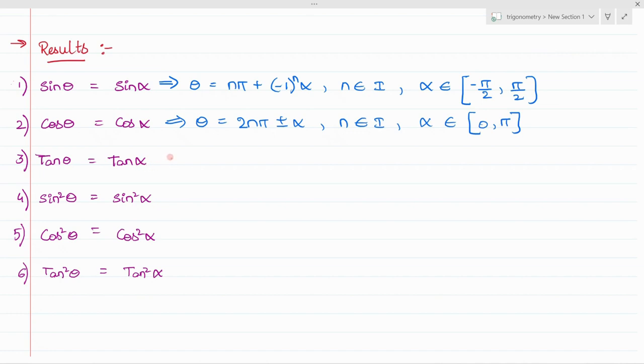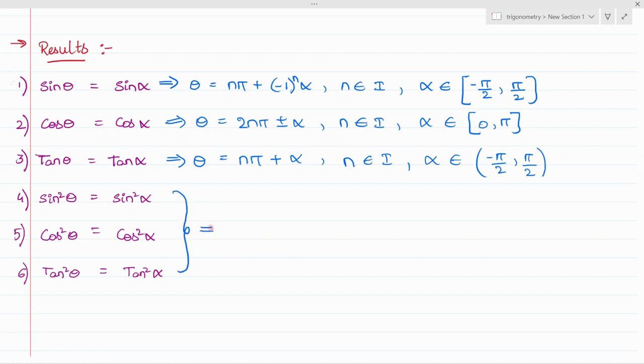Third, tan theta is equal to tan alpha. Here, the general solution of theta is n pi plus alpha, where n belongs to all the integers but alpha belongs to open minus pi by 2 to open plus pi by 2, which means minus pi by 2 and pi by 2 are not included. Fourth, sine square theta is equal to sine square alpha. And for fifth and sixth, the same general solution exists, that is theta is equal to n pi plus or minus alpha, where n belongs to all the integers.